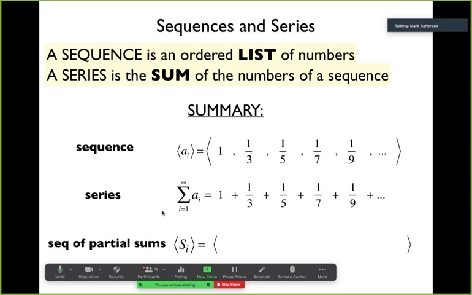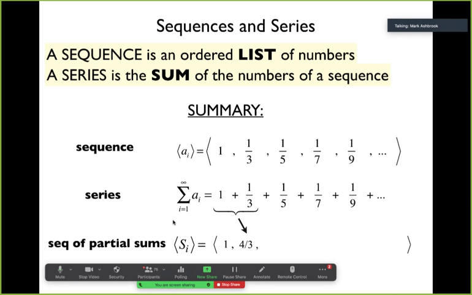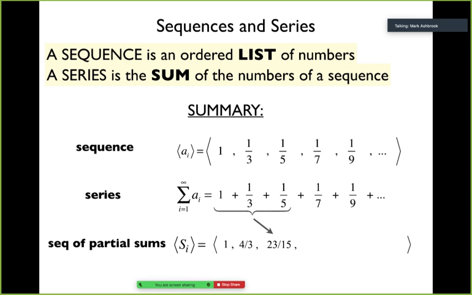Sequence of partial sums. We can make a new sequence out of the series by taking the first partial sum, which is the first term. And then the second partial sum is adding the first two terms. The third partial sum is adding the first three terms. The fourth partial sum, add the first four together. And this makes a new sequence based on that series, etc.